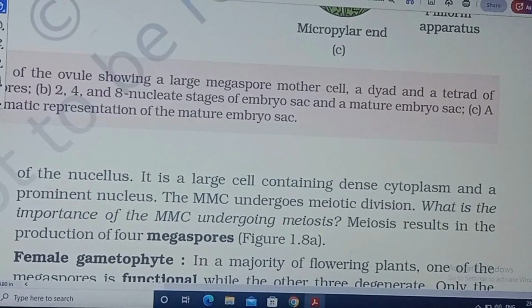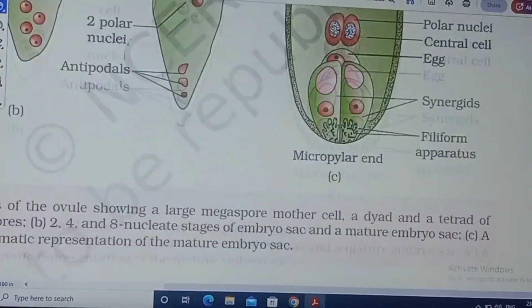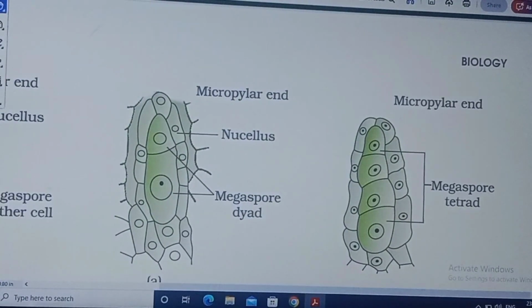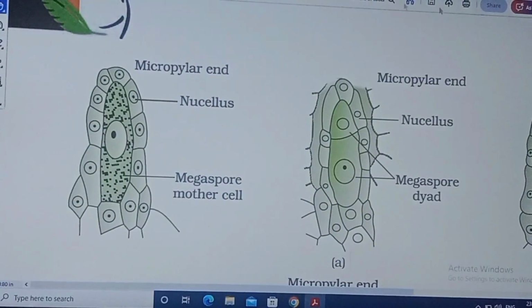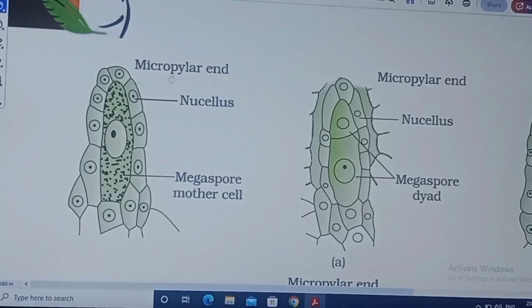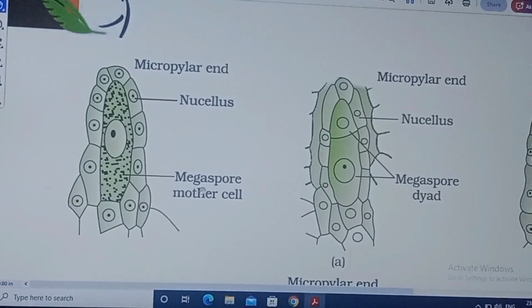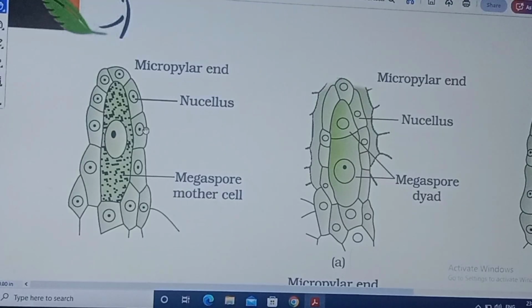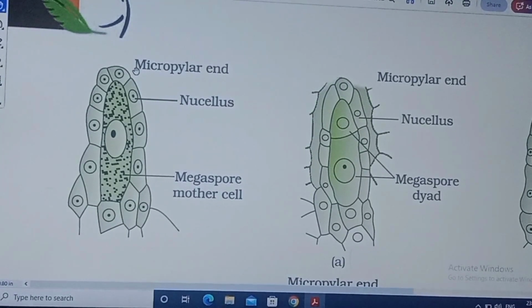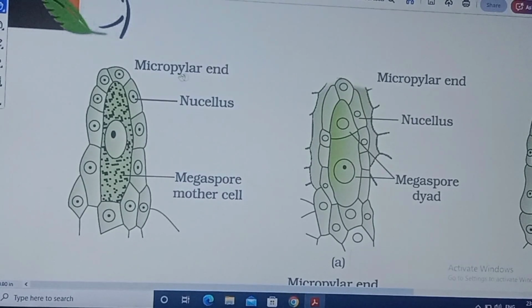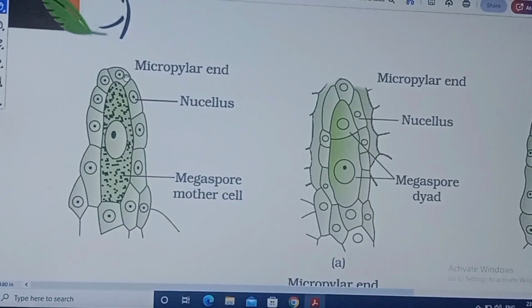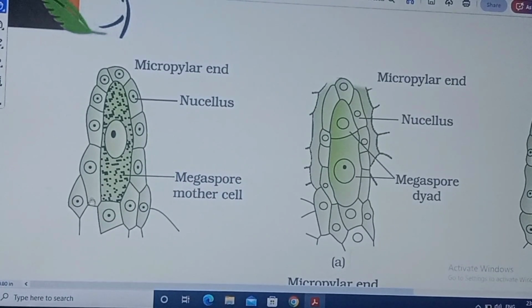This is what you can learn from these diagrammatic views. This is the micropylar end. This is the nucellus. This is the megaspore mother cell. It is given in the NCERT that they differentiate in the micropylar end. You have to remember that. They can ask in the examination about the micropylar end. This is the nucellus, and the megaspore mother cell and differentiation happen here.